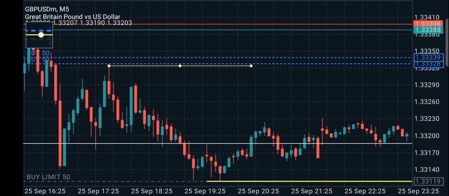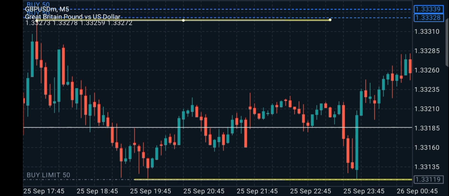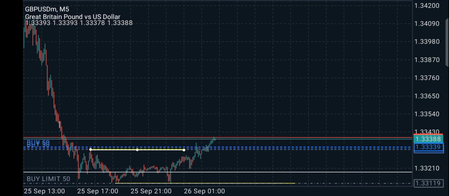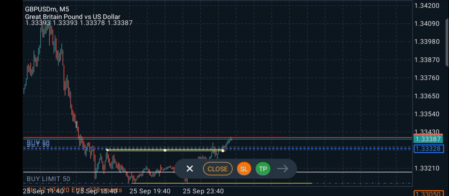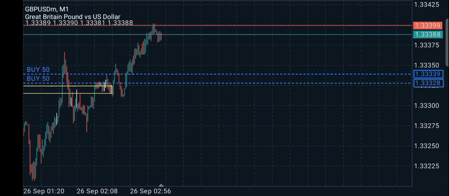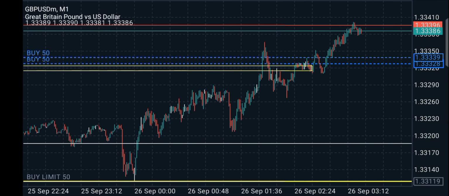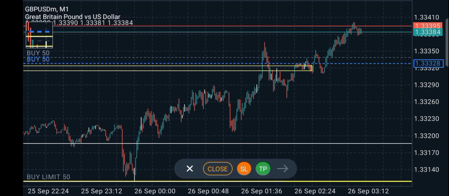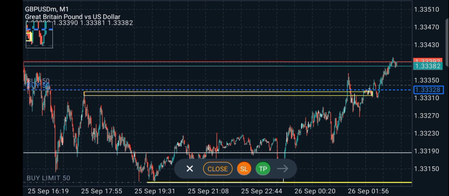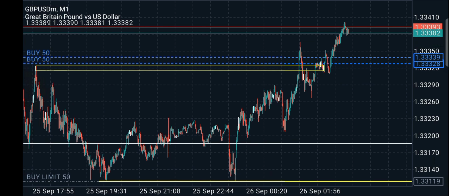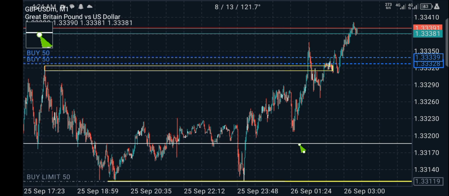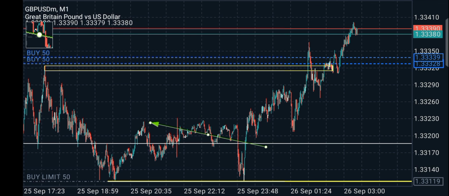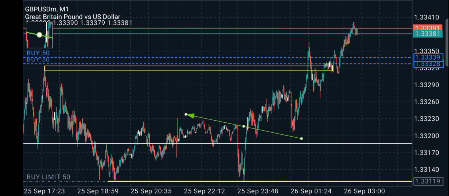So this particular point here broke structure or caused a change of character, any way you understand it. We have a change of character here, guys. On the 3 minutes it is more visible, but you can still see it on the 1 minute. We will have several breakout structures after that. On the 1 minute, this is where we have our own change of character. But on the 5 minutes it is somewhere around here.